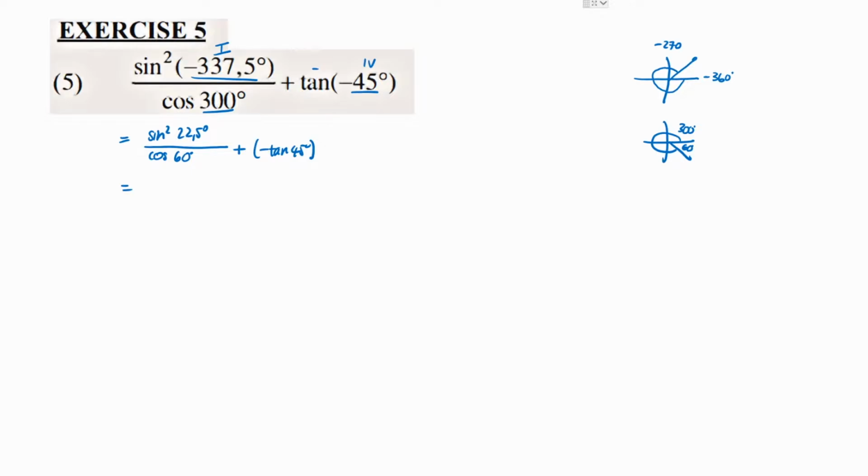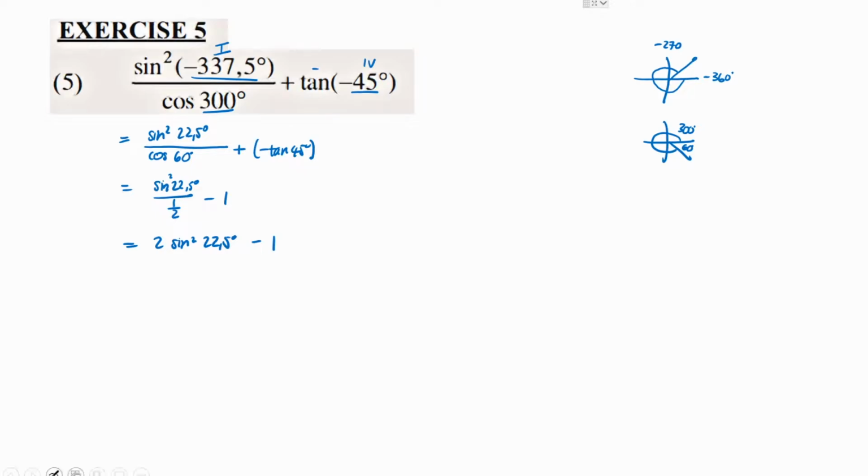Okay, right. Well, we can't do anything with the sine squared 22.5 yet. At the bottom here, the cos of 60, well, this is now a special angle. The cos of 60 is 1 over 2. And the negative tan of 45, well, we can change this into minus 1, adding a negative, and then tan of 45 is 1. And if we look at what we've got here, so if we divide by a half, it's the same as multiplying by 2. You can multiply by 2 on both the top and the bottom. You've got 2 sine squared of 22.5 degrees minus 1.